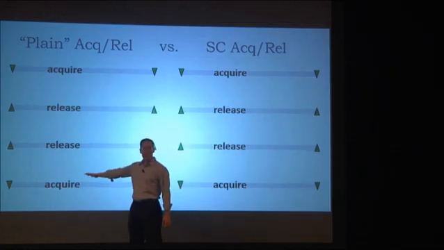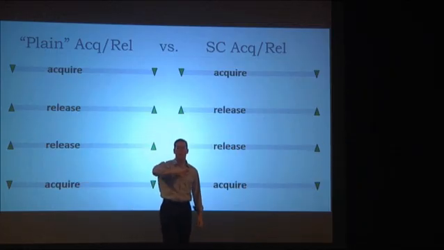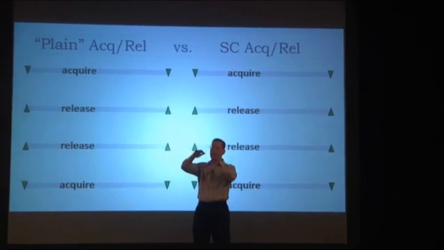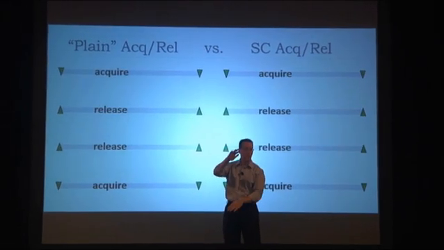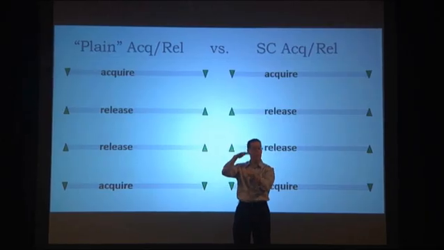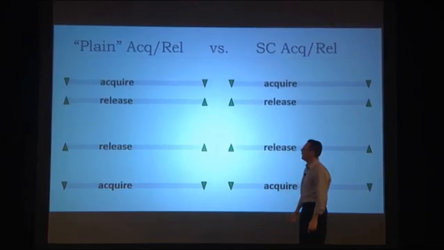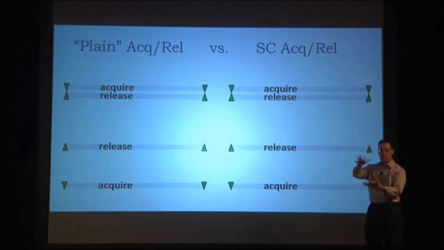Plain, ordinary acquire-release operates on the rules I just said. You can't move anything up across an acquire or down across a release. Now think about what this means about acquire-release pairs themselves. It means that I can't take an acquire and a release and move them past each other, because they'd each be moving the wrong way. So this is all good so far.